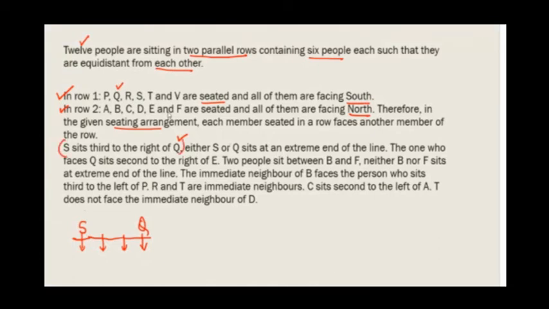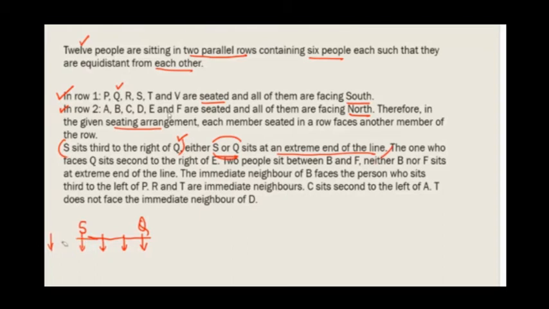Either S or Q sits at the extreme end of the line. Now there are two possibilities. I have got 4 seats here. Now, if S is at one of the extreme ends, I can have two people here. This is one possibility. Or if Q sits at one of the extreme ends, I can have two people here. That is what it means. Either S or Q, it is not both, sits at an extreme end of the line.